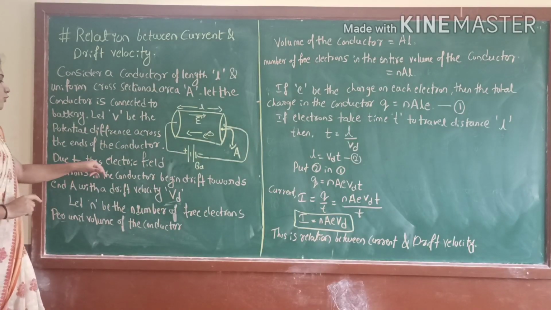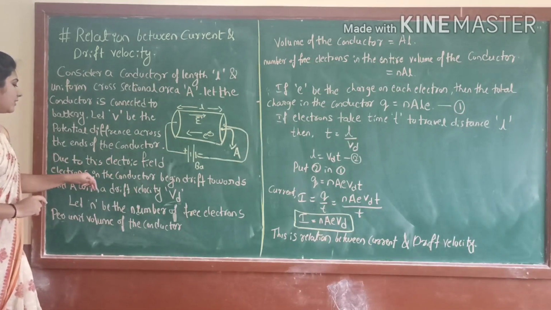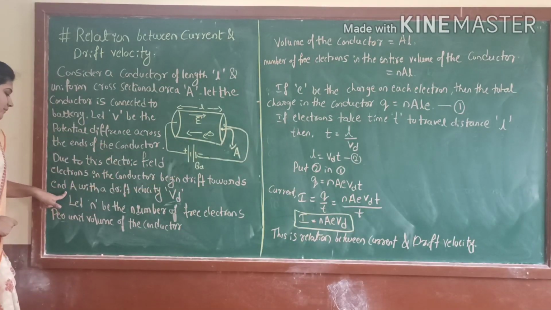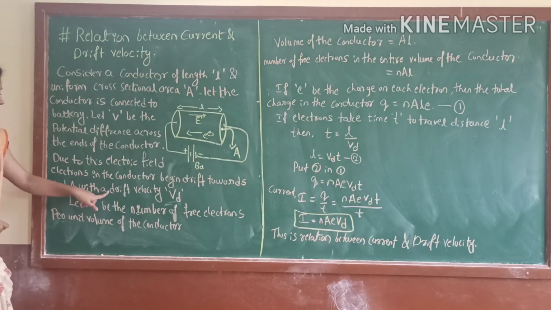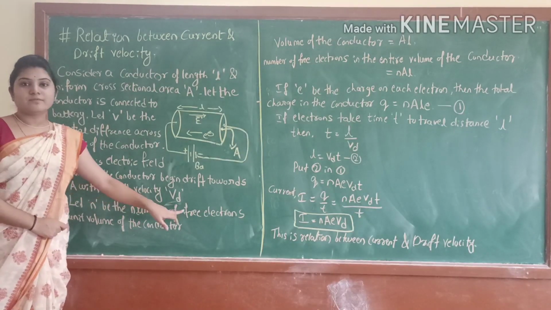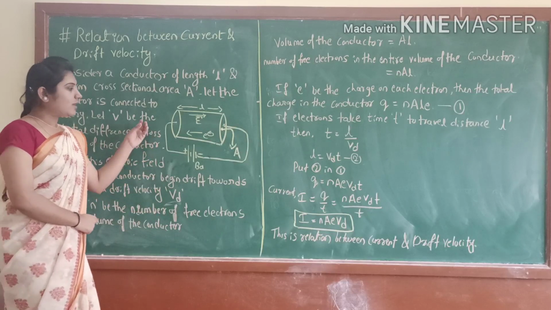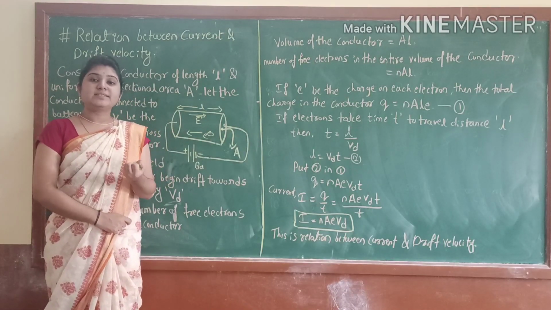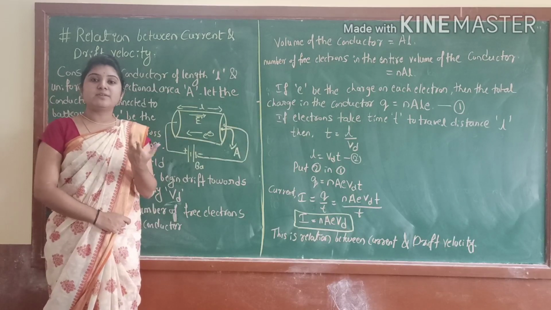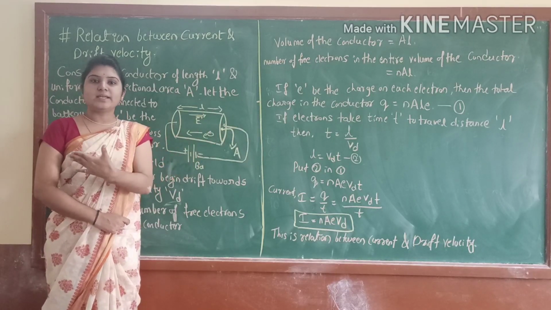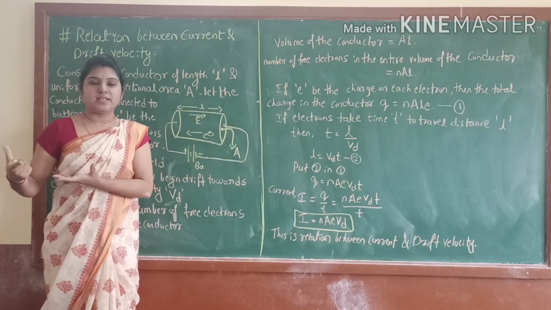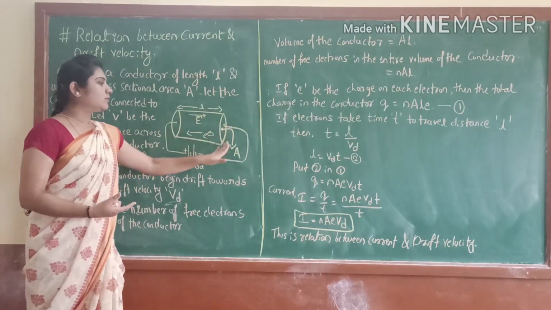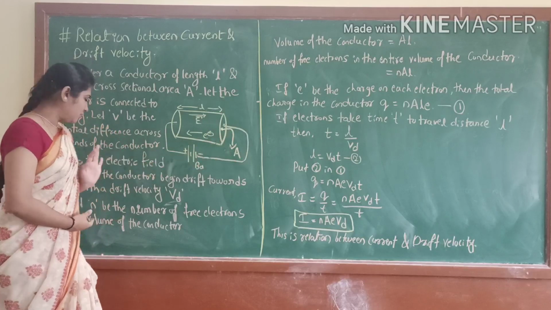So due to this electric field, electrons in the conductor begin to drift towards the end A with a drift velocity Vd, correct? So the velocity the electrons are having, and when they start to accelerate, that means drifting, they start to move quickly with more velocity, that is drift velocity, right? So now the electrons will come to this position, right?